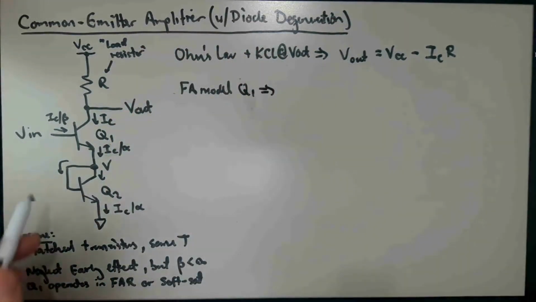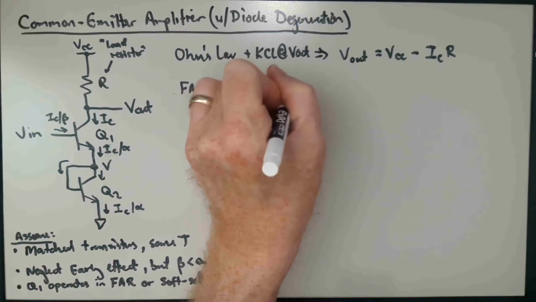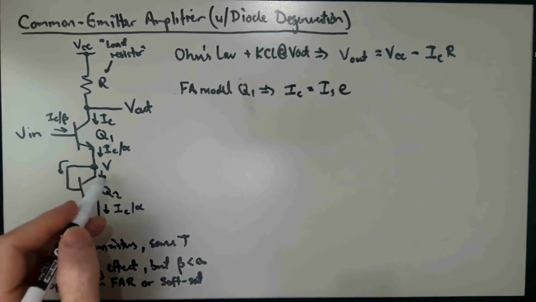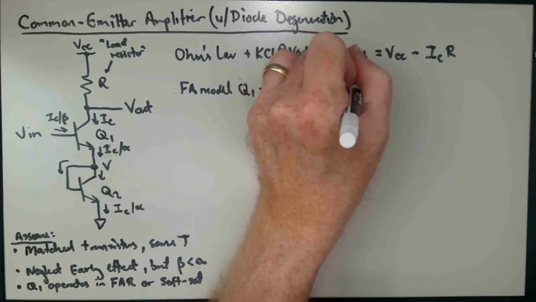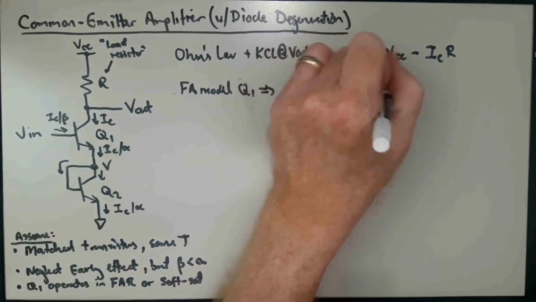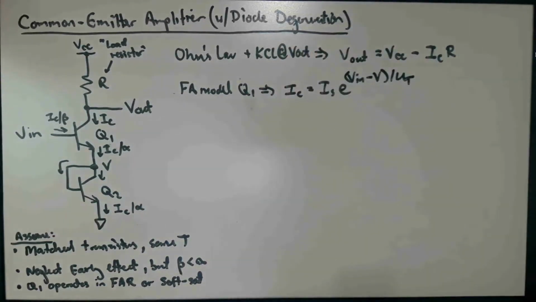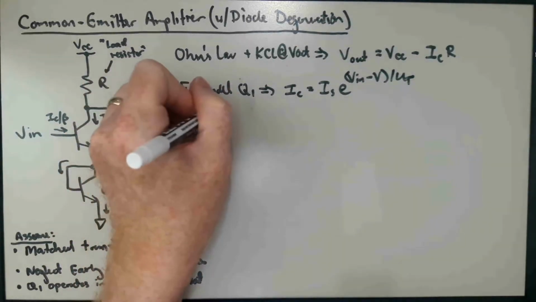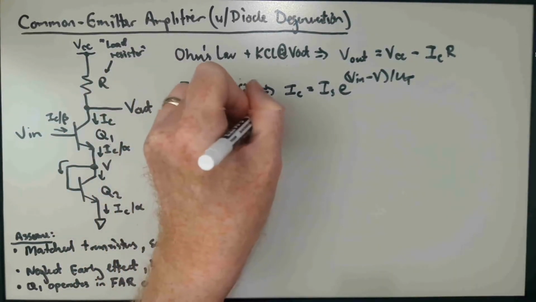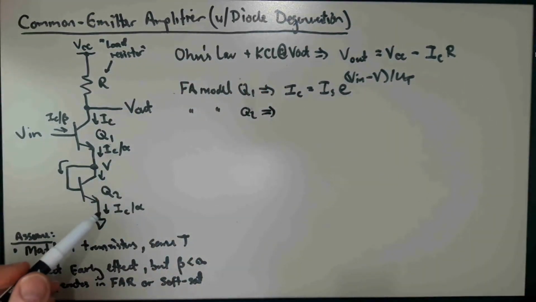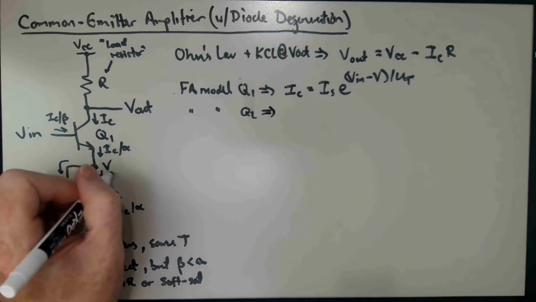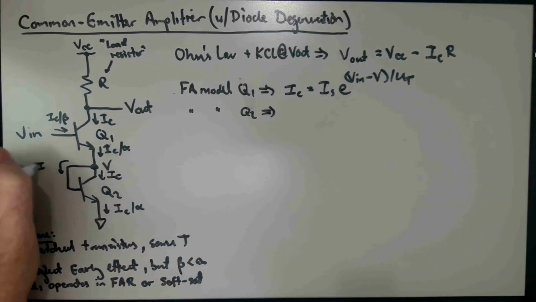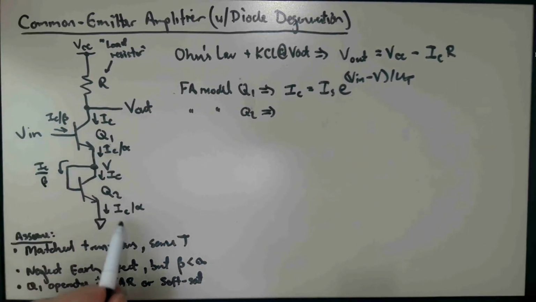that tells us something about the relationship between IC, namely it's IS e to the Vin minus V, base minus the emitter, over UT. The forward active model for Q2 further implies that this is also IC, by the way. This is IC over beta.